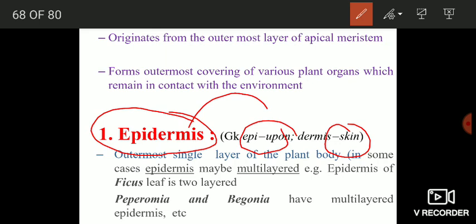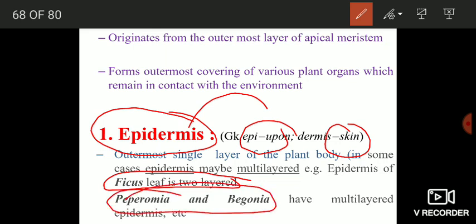Epidermis is single layered in most of the cases, but in some plant species it may be multi-layered. For example, in case of ficus leaf, the epidermis is two-layered, while in case of peperomia and begonia, the epidermis is multi-layered in leaves.